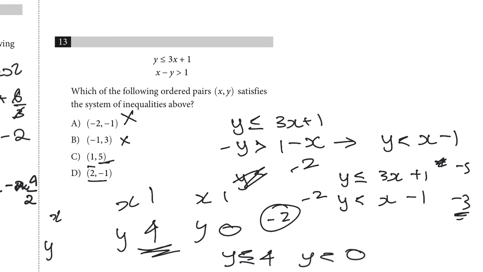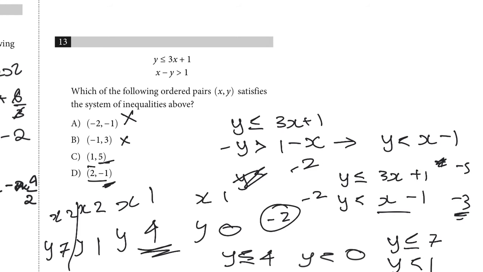Let's look at D. If x is equal to 2, then this is 7, and here we'll have 2 minus 1, which is 1. So y is less than or equal to 7 and y is less than 1. Is y less than or equal to 7 over here? It's minus 1, so it's less than or equal to 7. And is it less than 1? Yes, definitely. So D is the answer.